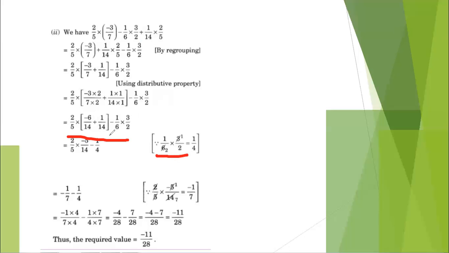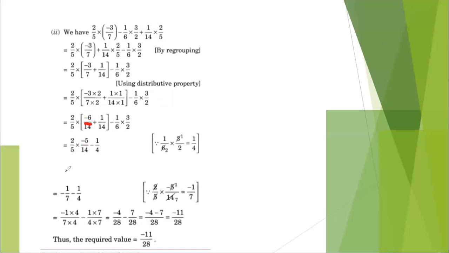That is 3 1s are 3, 3 2s are 6. So 2 2s are 4 and 1 is written in the numerator. So our answer will be 1 by 4, right? So that's how we got the term 3, which is written here. And plus into minus gives us minus. So 6 minus 1 is 5. How do we get minus 5? By the greater number sign, which is 6.